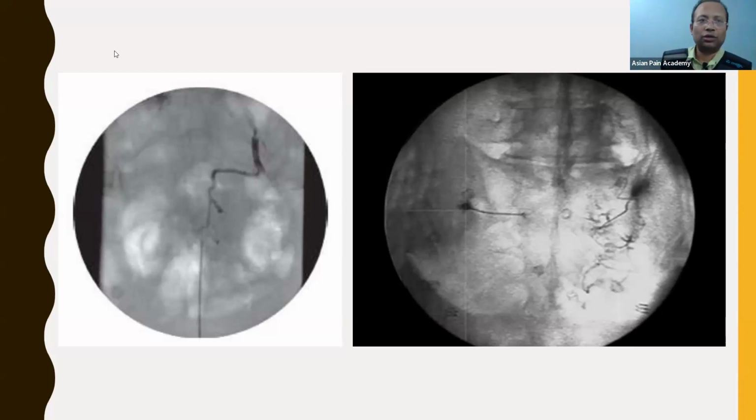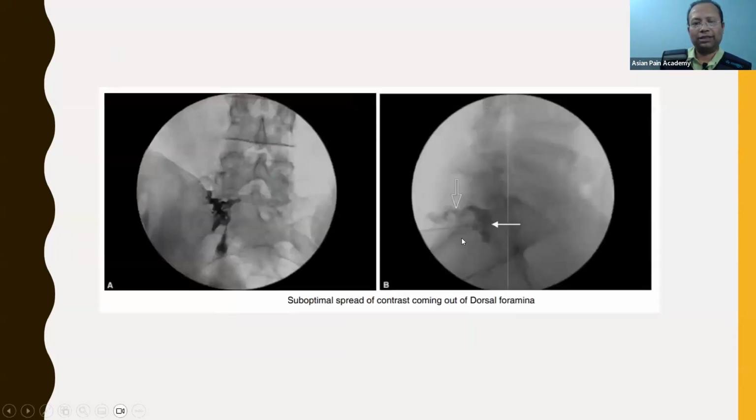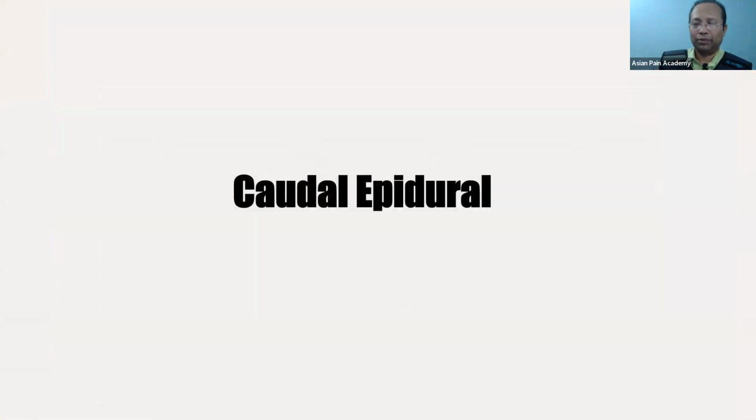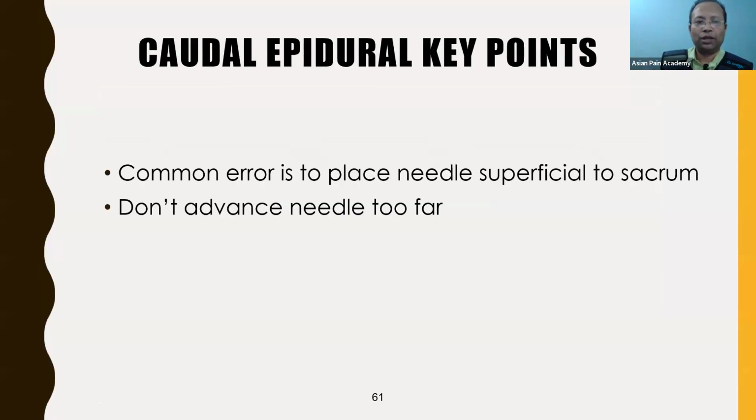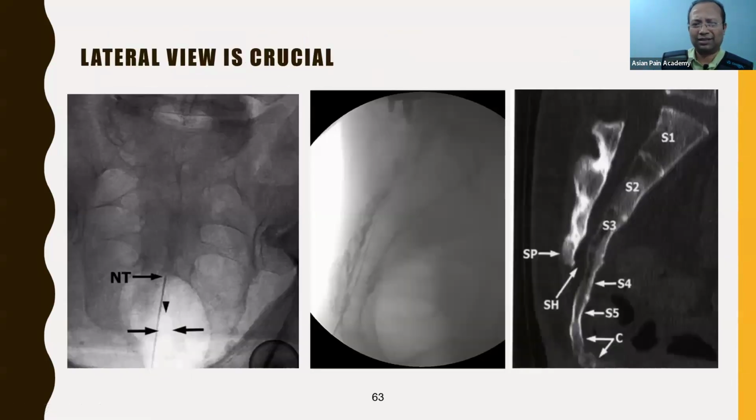Okay, so this is the vascular spread you can see, and if I go more, this is a suboptimal spread of contrast. Actually we wanted the drug to go into the epidural space through the dorsal foramen, but the drug is coming out. So this is not an acceptable contrast spread, because first you give contrast and then you understand where the drug will go if you give it. Caudal epidural, as I said, should not go more than the lower level of S2, and it should be in the midline. And a common error, of course, is that people put it superficial to the sacrum, but not under X-ray, of course.